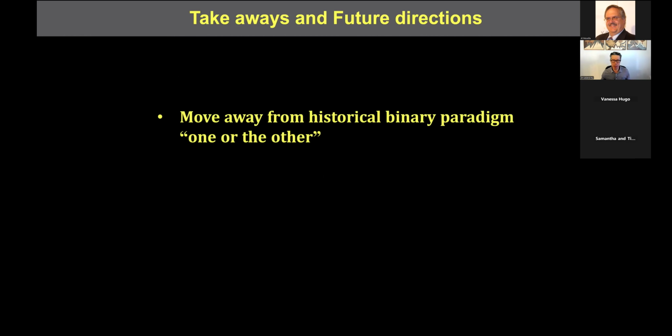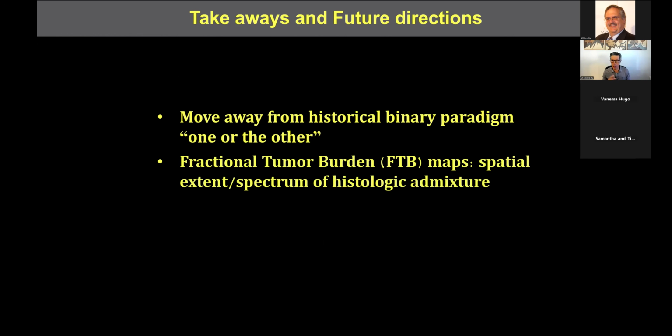So again, some of the takeaways from this are that we need to start moving away from this binary approach of looking at an enhancing lesion as all tumor or all post-treatment effect, because oftentimes it's a variable histologic admixture of both. Fractional tumor burden, as we talked about, is a method that provides the ability to quantify not only the amount of tumor, but look at the spatial extent of where tumor is relative to post-treatment effect and otherwise non-specific enhancing lesions.